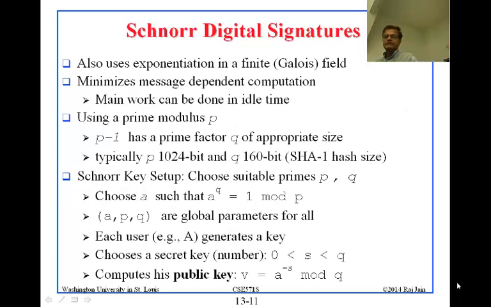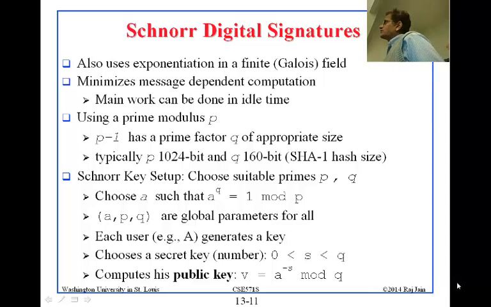There is another scheme by Schnorr, and this also uses very similar things. It uses exponentiation in the finite Galois field, exactly like Diffie-Hellman. So the main differentiator here is that most of the work you can do before you need it. When you get the message, there is small work, not too much work.